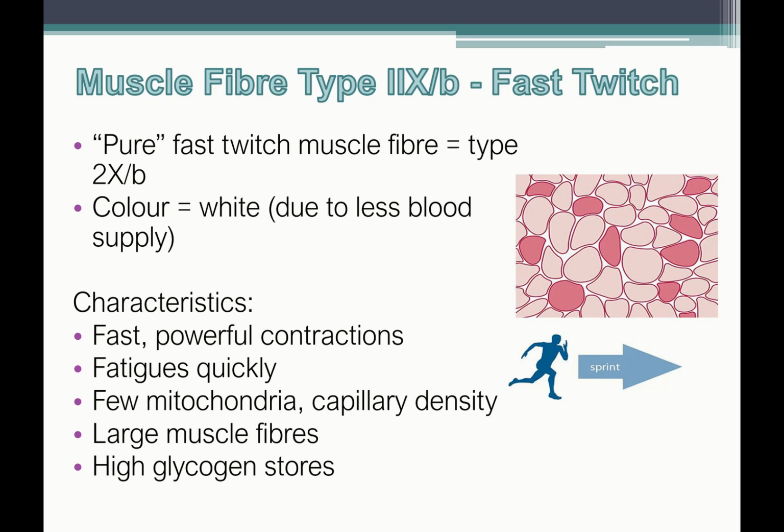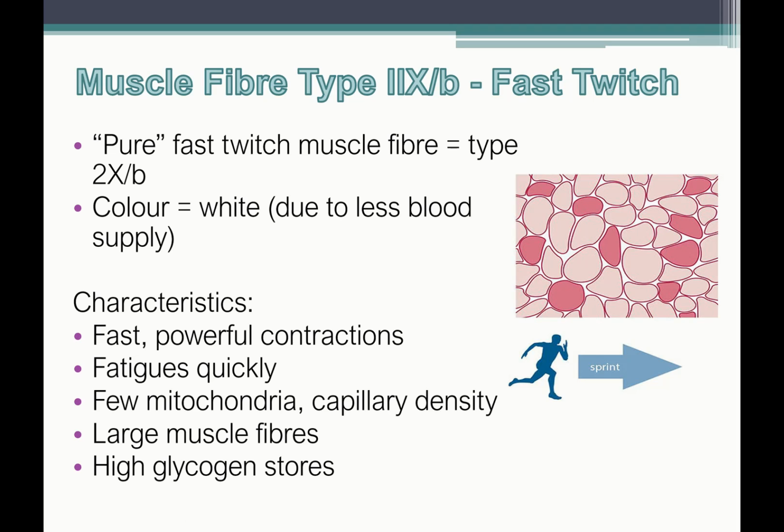And the reason for this is that they rely on anaerobic respiration in order to produce energy. Of course, aerobic means with oxygen and anaerobic means without oxygen. So type 2X muscle fibers don't have the ability to wait for oxygen to be delivered. When we require fast, explosive and speedy contractions, we want to be able to rely on immediate energy sources and therefore not have to wait for oxygen to be delivered.